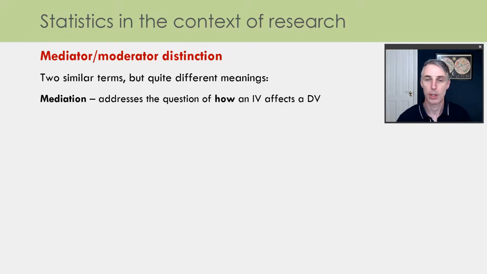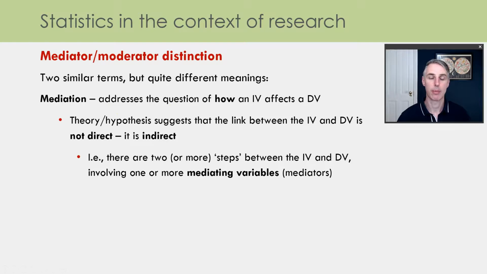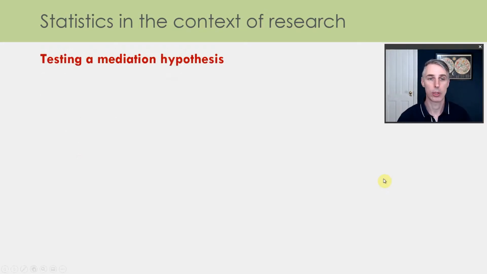Now, turning to mediation, rather than addressing the question of when an IV affects a DV, mediation is more concerned with the question of how, through what process, an independent variable predicts a dependent variable. Mediation is primarily relevant where our theory and hypotheses suggest that the link between an independent variable and an outcome is not direct, rather it's indirect. There are two or more steps between the IV and the DV, and that step or steps involves one or more mediating variables, or mediators for short.